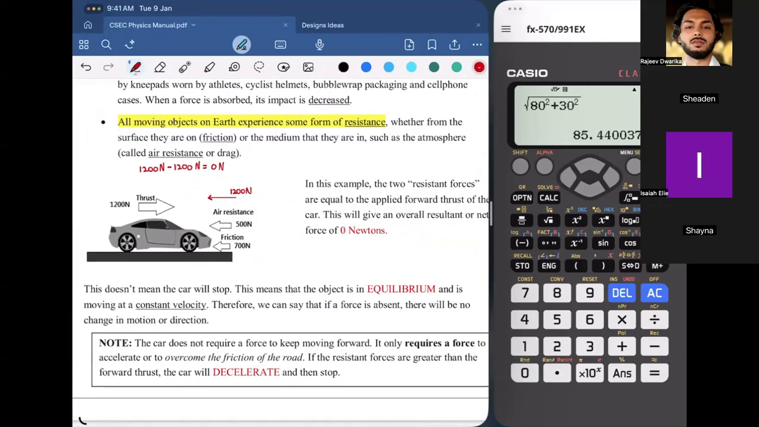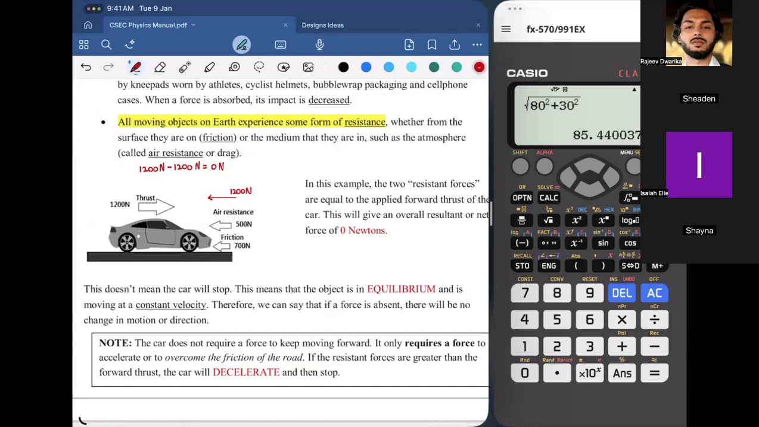All right, so in this example, the two resistant forces are equal to the applied forward thrust of the car. This will give an overall resultant or net force of 0 newtons. This doesn't mean the car will stop. This means that the object is in equilibrium and is moving at a constant velocity. Therefore, we can say that if a force is absent, there will be no change in motion or direction.